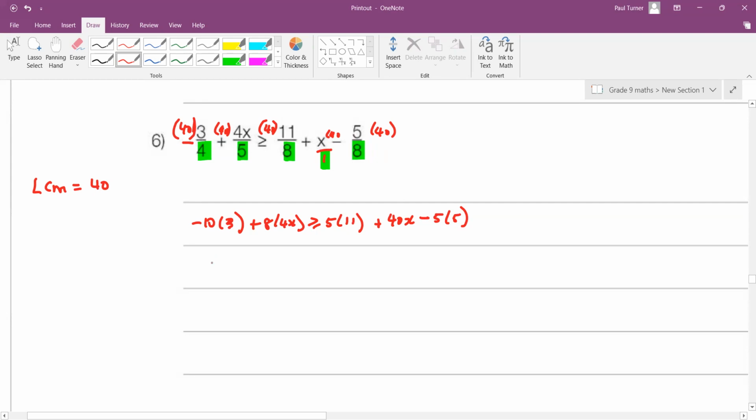So that would be minus 30 plus 32x greater than or equal to 5 times 11, 55, plus 40x minus 25. So I'll wait a minute, see if you can finish it from that point there. Because our time is nearly run out. It's 8:49 now. So do that real quick.